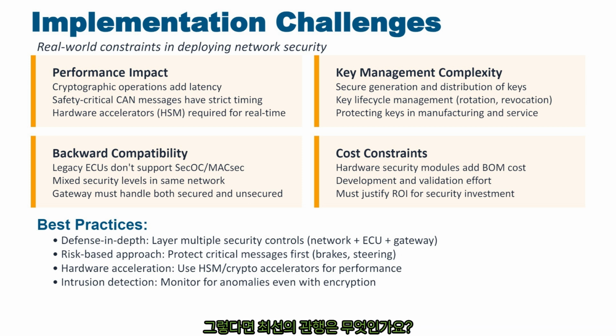So what are the best practices? Defense in depth. Layer multiple security controls at the network level, ECU level, and gateway level. Risk-based approach. Protect the most critical messages first. Brakes and steering are more important than seat heaters. Use hardware acceleration. Don't try to do crypto in software for real-time systems. And implement intrusion detection. Monitor for anomalies even when you have encryption enabled. Security is hard, but it's necessary.